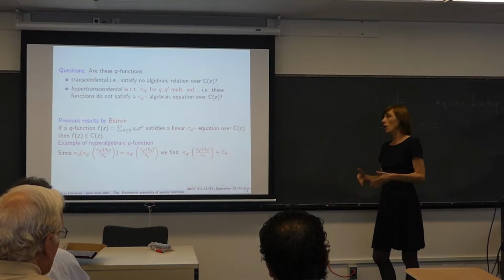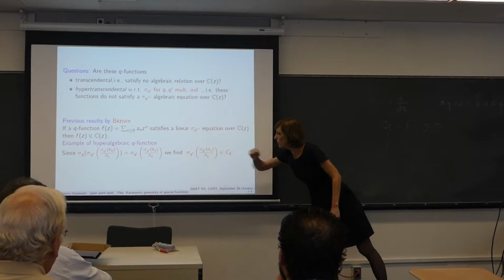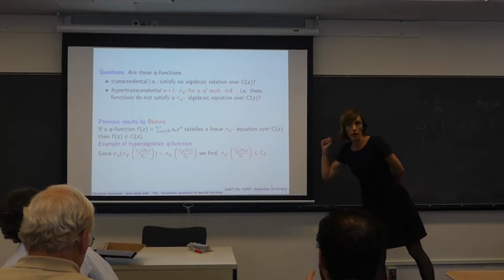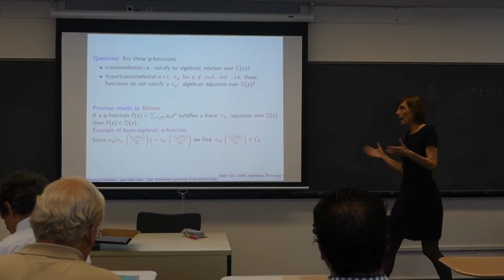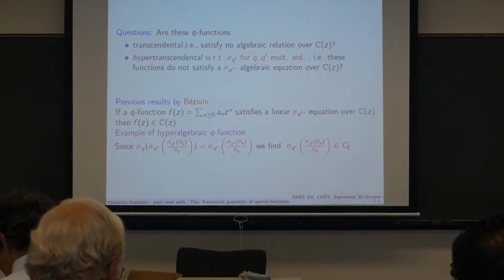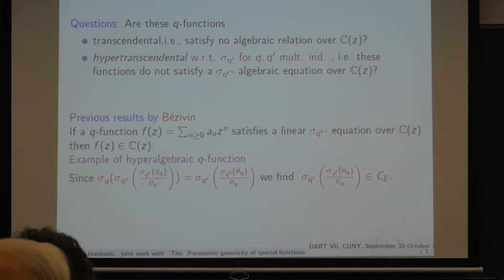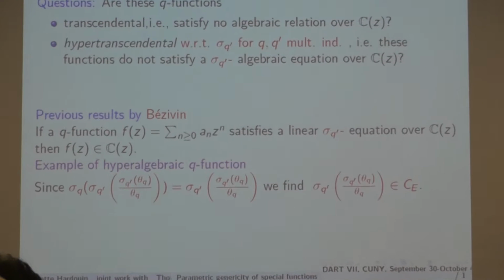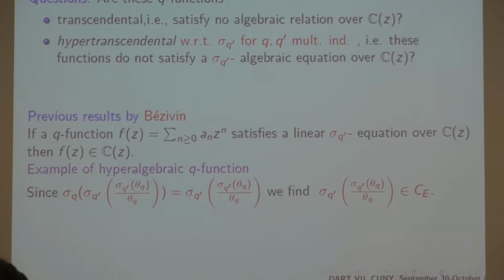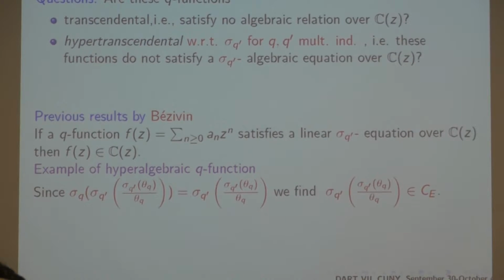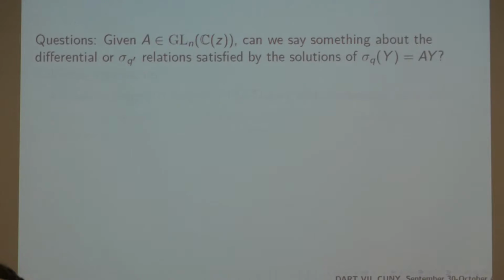a rational function. But once again, if I'm playing with the theta q function, I can find a non-linear sigma q prime relation for theta q. So I have some relation, but I cannot have a linear one. So, in order to answer this kind of question with a systematic method, many parameterized Galois theories have been developed in recent years. I just want to talk about the people that were involved in this theory.